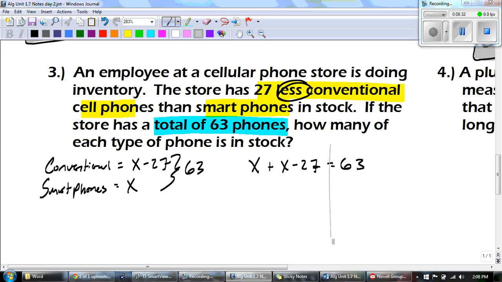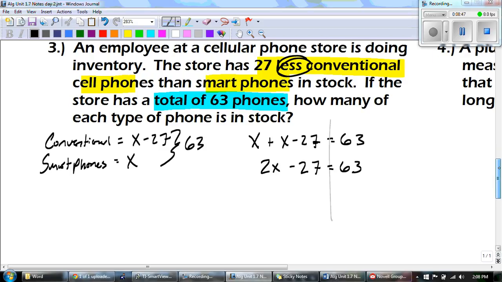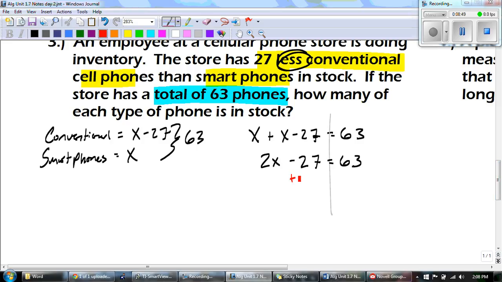Okay, you should have gotten x plus x minus 27 equals 63. Okay, let's go ahead and solve. So we got 2x minus 27 equals 63. Going to add 27 to both sides. We get 2x equals 90. And then to divide both sides by 2, we get x equals 45.